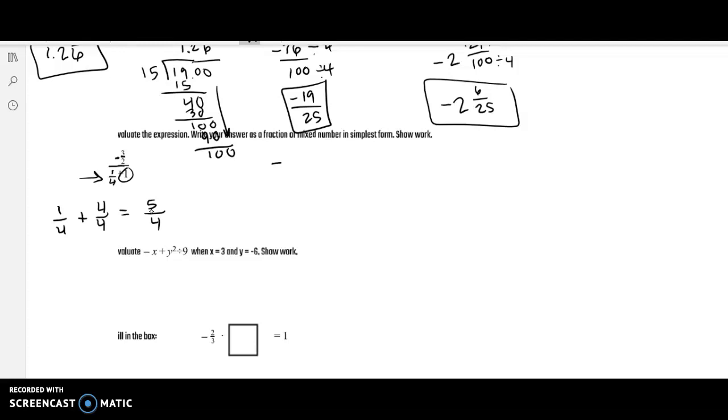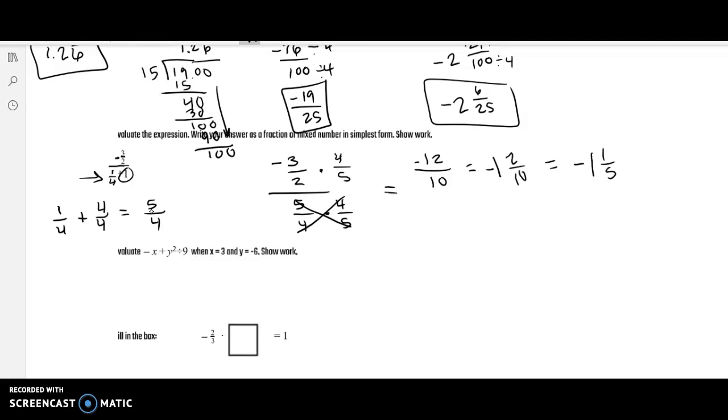So now we have negative 3/2 over 5 over 4. We're going to multiply by the reciprocal. That's not right. And then multiply straight across. These cancel. And I have negative 12 over 10. We can simplify that: 10 goes into 12 one time. Keep our negative with 2 tenths left over, which equals negative 1 and 1/5.